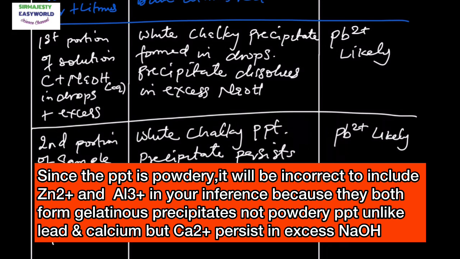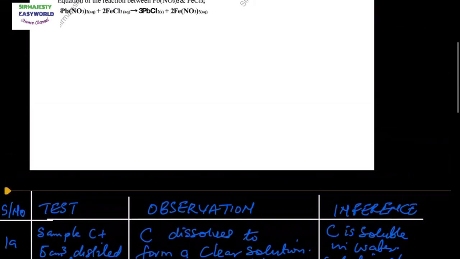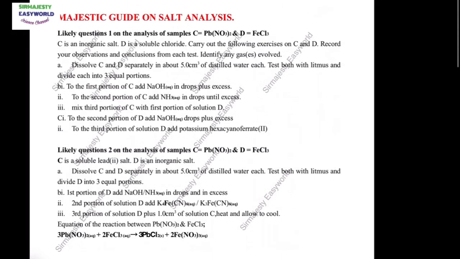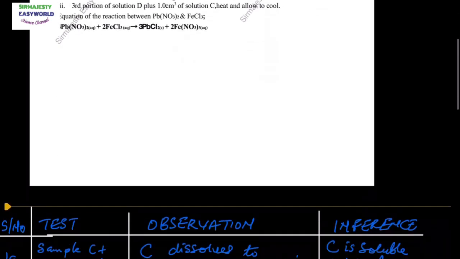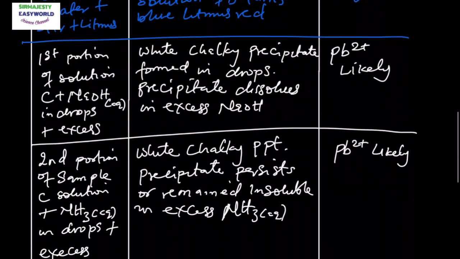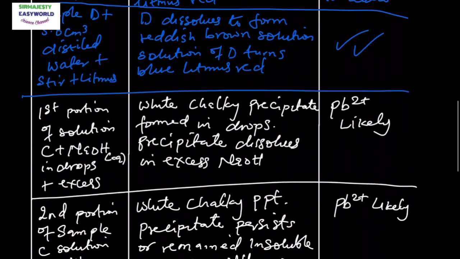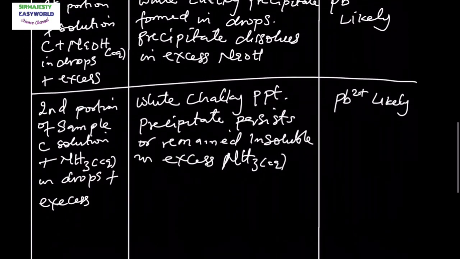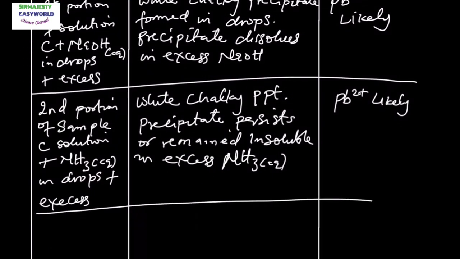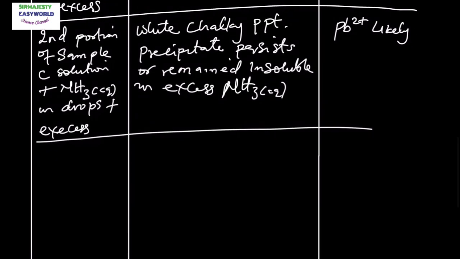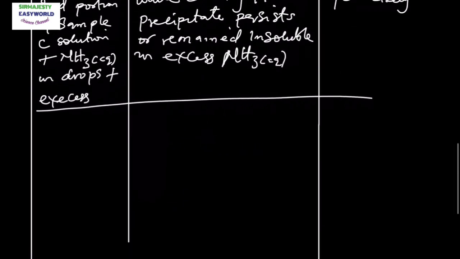likely present. Then the next question says, now mix the third portion of C with the first portion of D after adding aqueous ammonia. You have to mix portions of C and D. You have to divide into parts as you are instructed. Okay, so this time around, that's where the double decomposition reaction will take place.